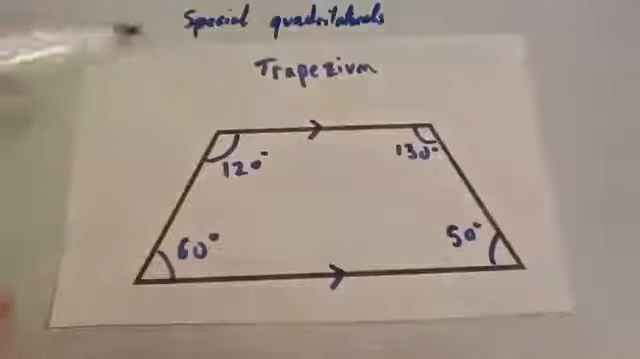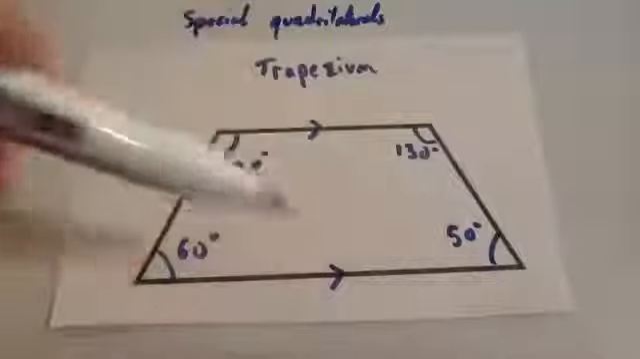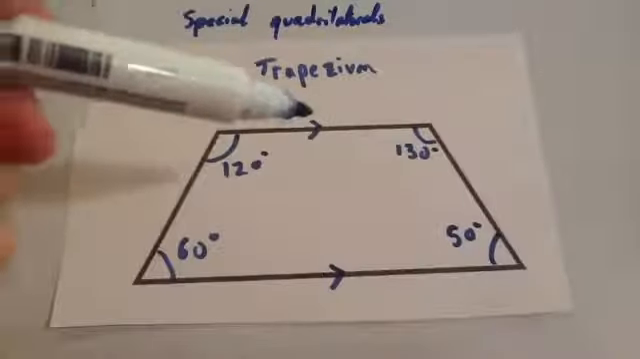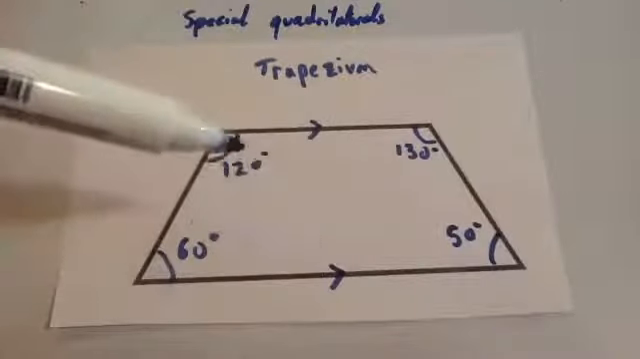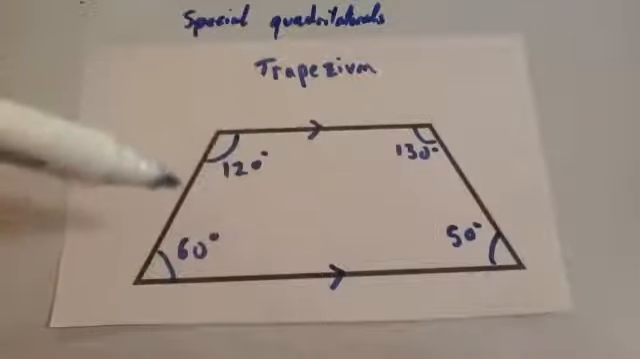So again, because it's a quadrilateral, all four angles add up to 360, and whenever you've got parallel lines, the ones on the same side will be co-interior.